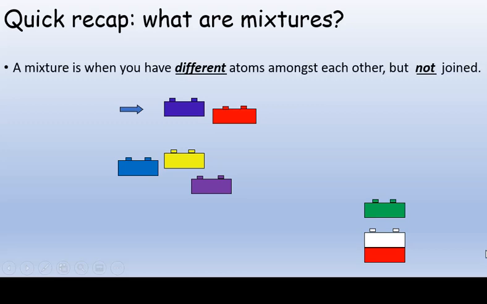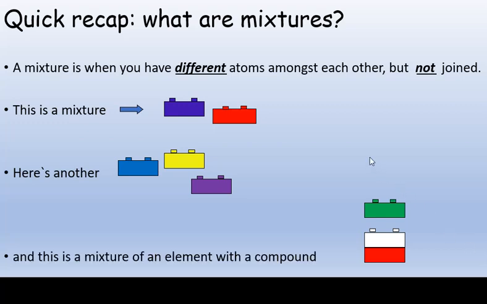Mixtures, remember that mixtures are when you've got different types of atoms, and they're amongst each other but they're not actually joined together. So there's a mixture at the top, there's a different mixture, and the bottom is also a mixture. Remember that this one is a mixture of an element, okay, so we've got an element here, and a compound. But it's still a mixture overall because the element is not joined to the compound.